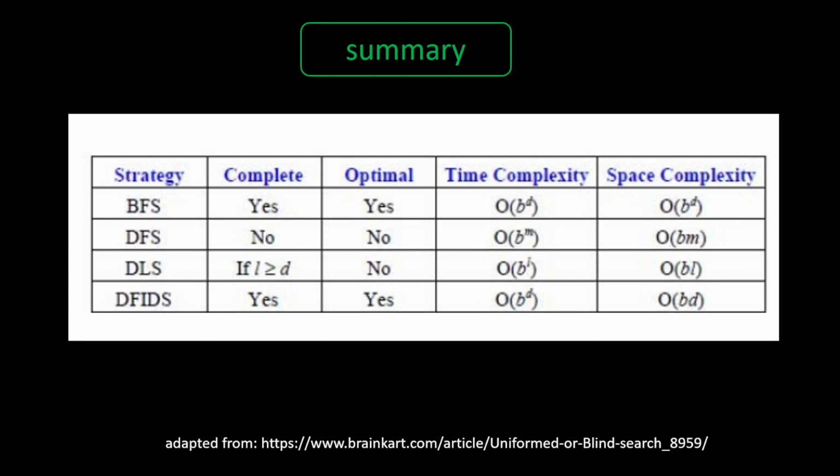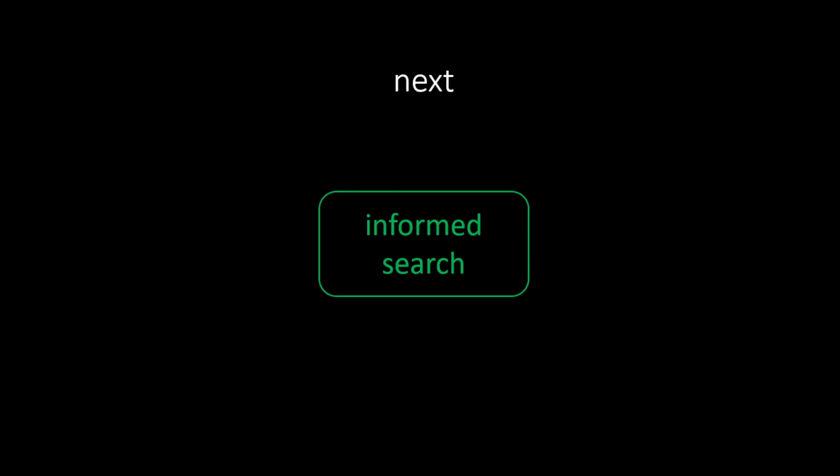So in summary, here we have our 4 algorithms. We don't really compare uniform cost search. We have: are they complete? Are they optimal? What's the time and what's the space complexity?